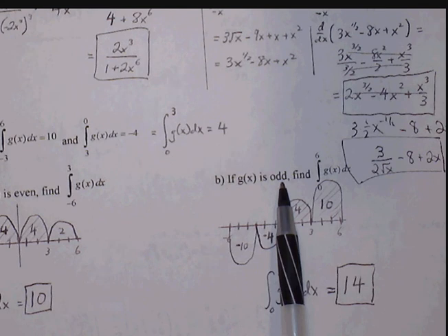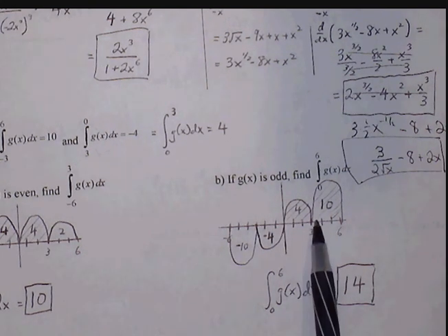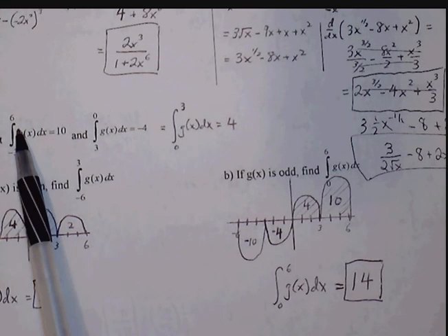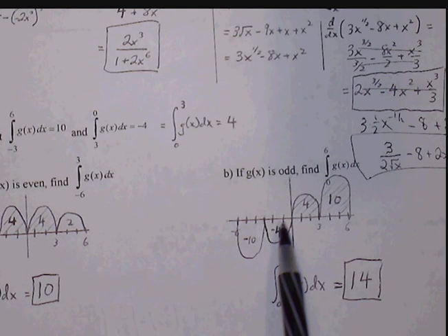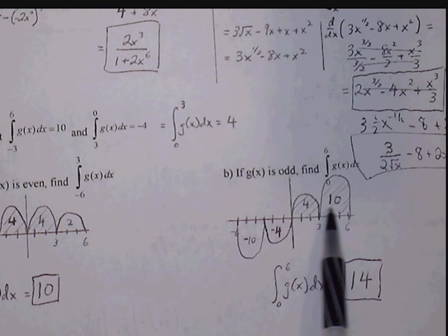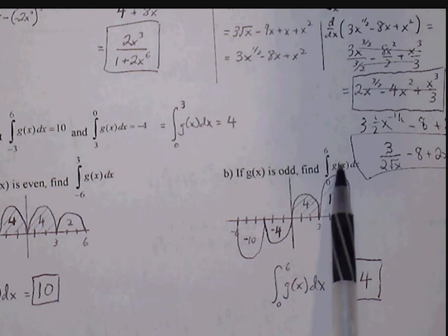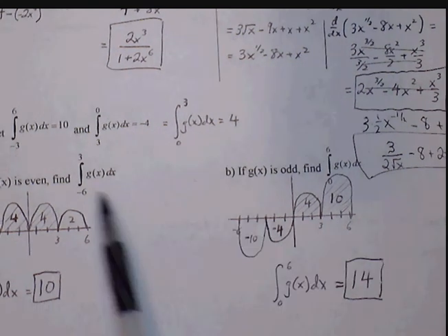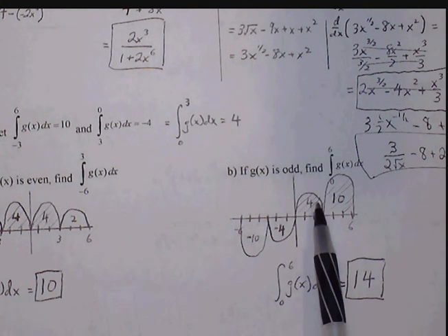Right? So from 0 to 3 is 4. Okay. From negative 3 to 6 is equal to 10. Now, if we know this is positive 4, we know this must be negative 4. So if these three regions combine to be 10, this cancels out to be 0, so that means this region must be 10 in order for this condition to be true. Right? So negative 4 plus 4 is 0, plus 10 is equal to 10.